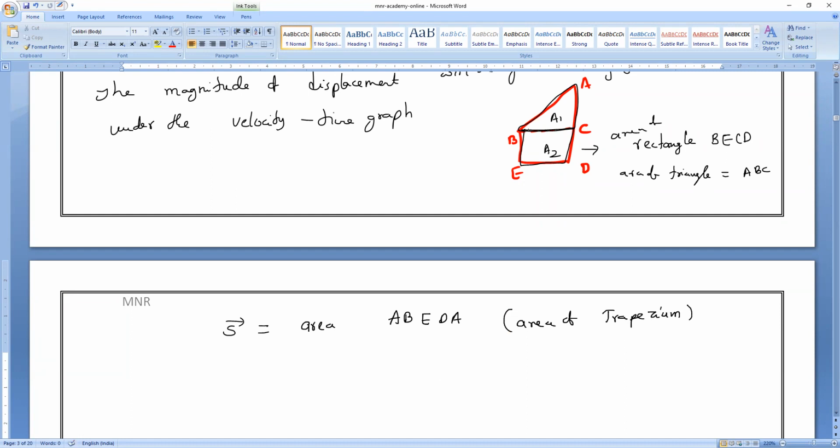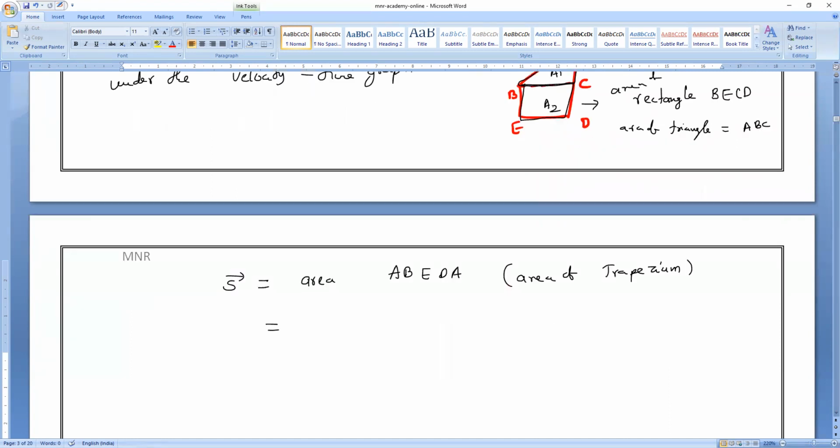Have you noticed it? This entire shape is called a trapezium. So the area of a trapezium contains two things. What is that? The area of a rectangle plus the area of a triangle. The area of the rectangle is ED, DC, plus the area of a triangle, ABC.